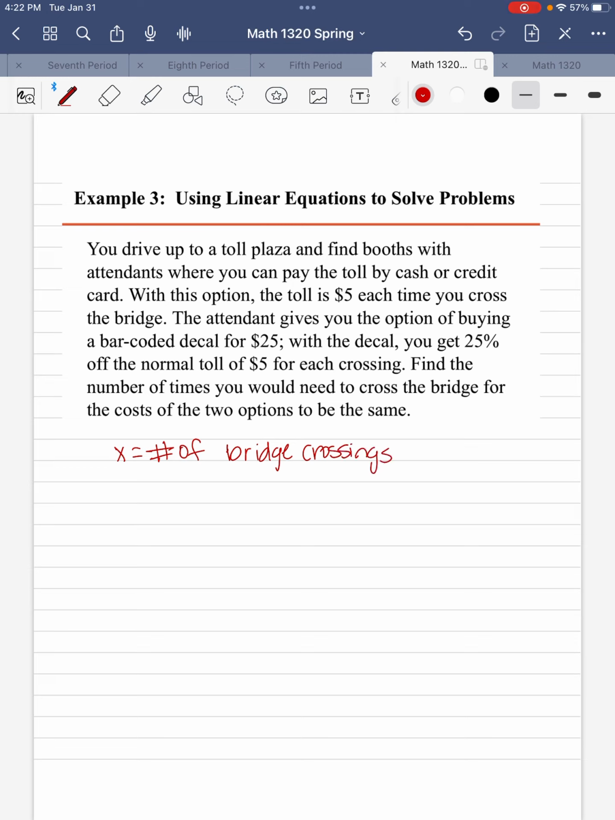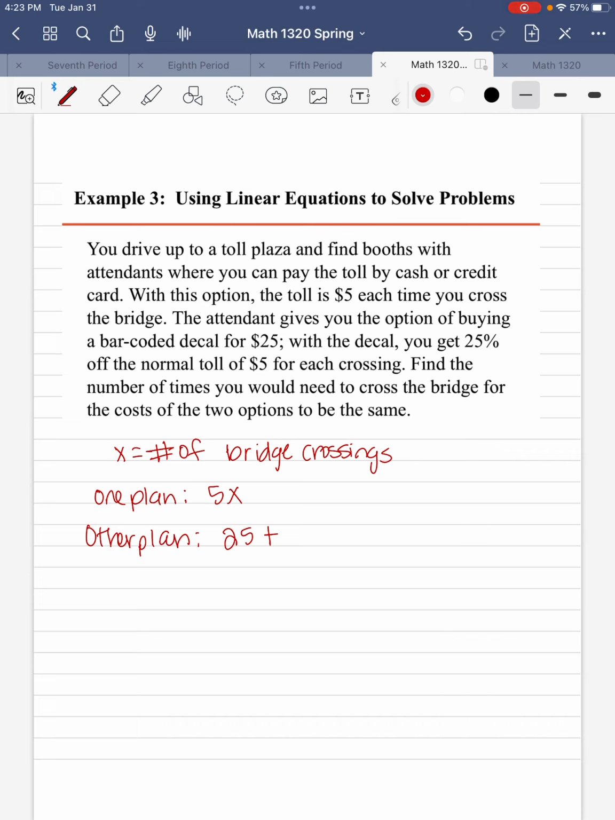Now, with the first plan, it's just $5 per cross. So for the first plan, you would pay 5x, $5 times the number of times you cross the bridge. For the other plan, you have to pay the $25 plus you get 25% off. So now this part's kind of tricky.